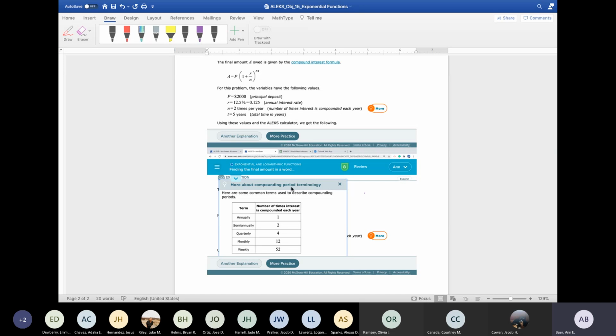And how I got this little chart, I just clicked on more here. I don't expect you to know all of these. So if you need to, click on more to see.